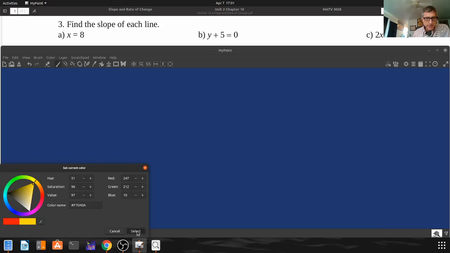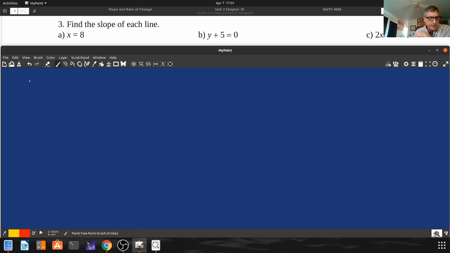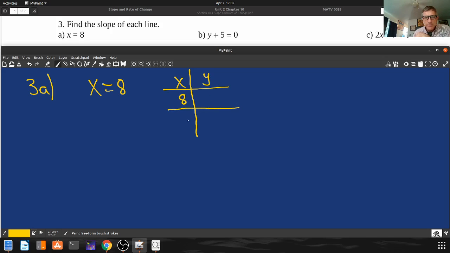So here, we're going to discover something. This is 3a. This is going to be easy to find 2 points, right? X is equal to 8. You should be able to tell me right now what type of line this is. Whatever the case, x has to be equal to 8. So let's let y be equal to 8 and 0 here. So I have the point 8, 8 and 8, 0. Those are 2 points that lie on the line.